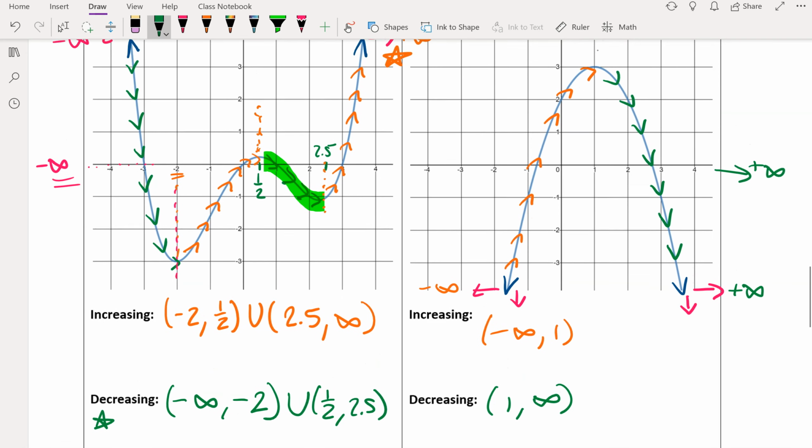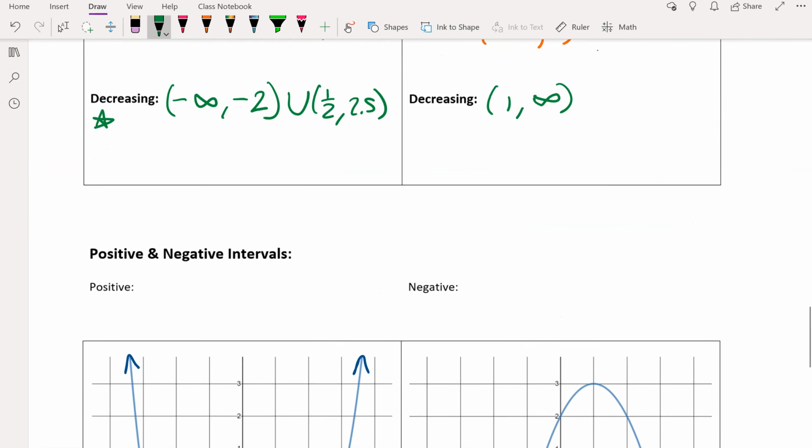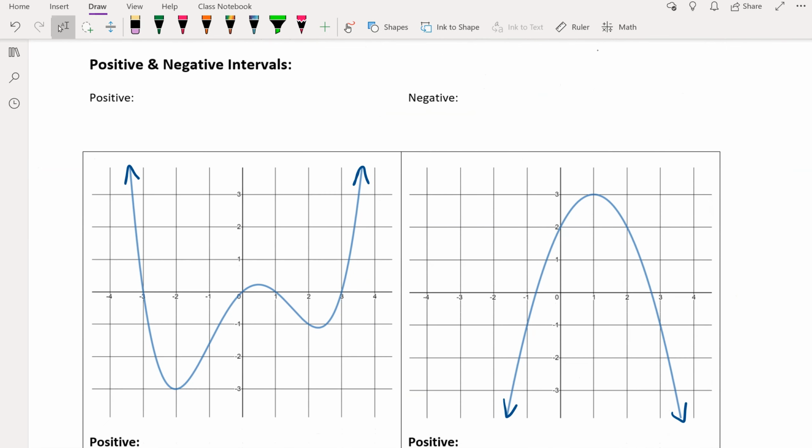Okay. And then here's where I got the 1 from, by the way. Right there. That's where we switched on the x-axis. Remember, you're using x's for these. All right, we have one more thing. Positive and negative. Positive and negative. So, positive is when you are above the x-axis. Negative is when you are below the x-axis.